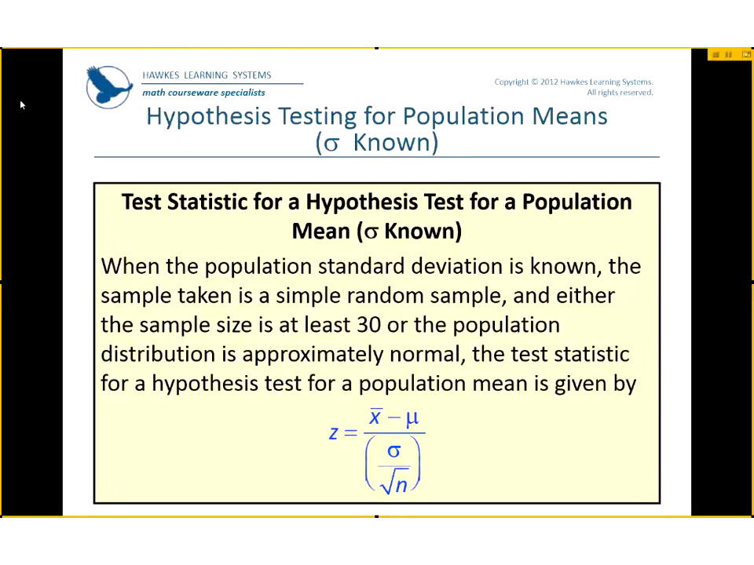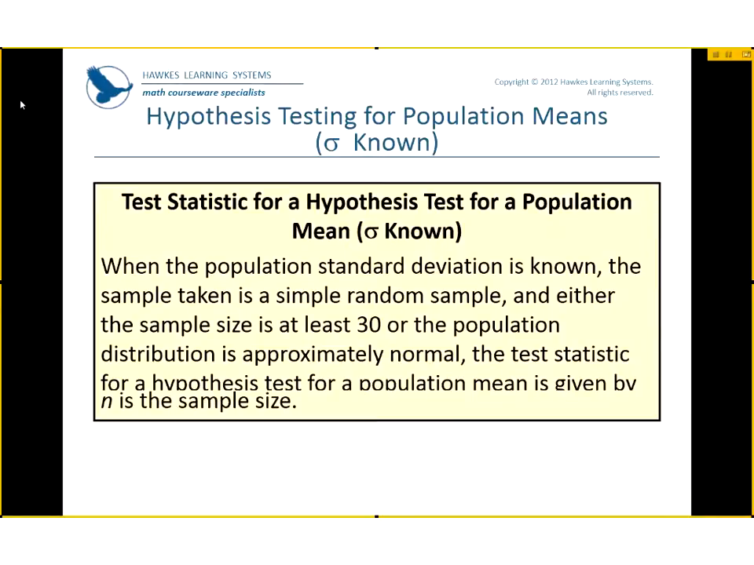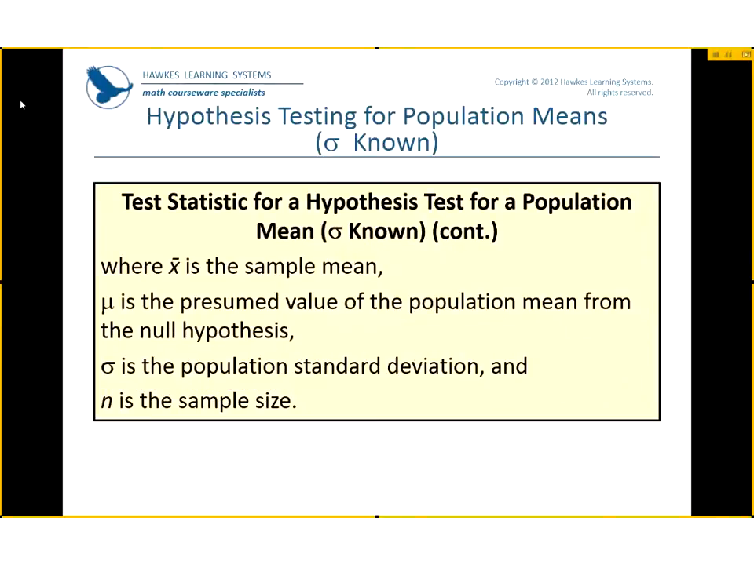Okay, so let's break this down into English. When you know your population standard deviation, you know your sample was a simple random sample, and either your sample size is at least 30 or your population distribution is normal, and you can check that by testing it, this is what you use, the Z formula. Okay, so X bar is your sample mean, mu is your population mean, which is your presumed value for the null hypothesis. Sigma is the population standard deviation, and n is the sample size.